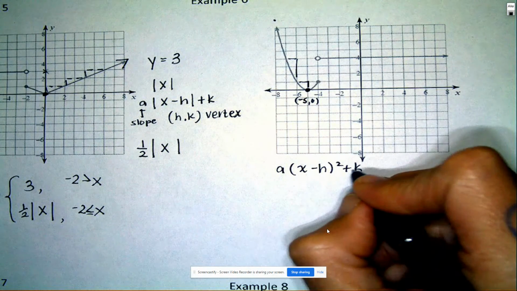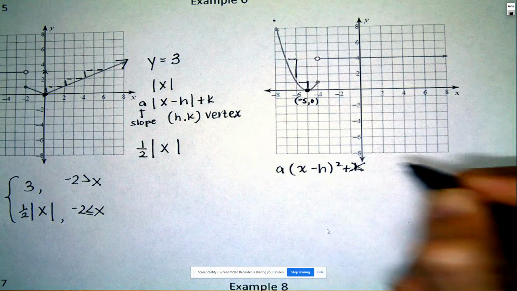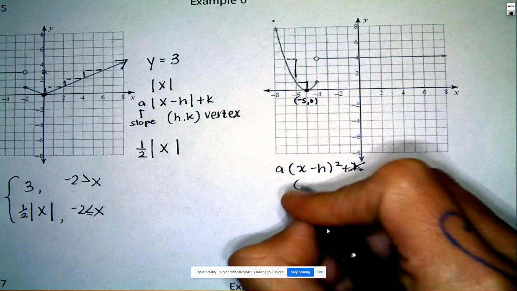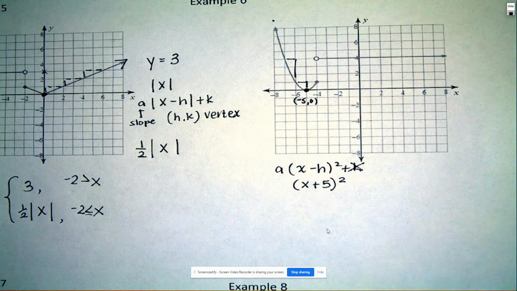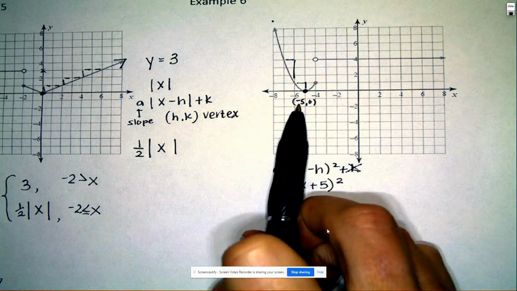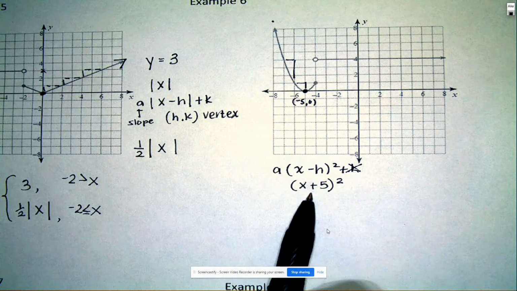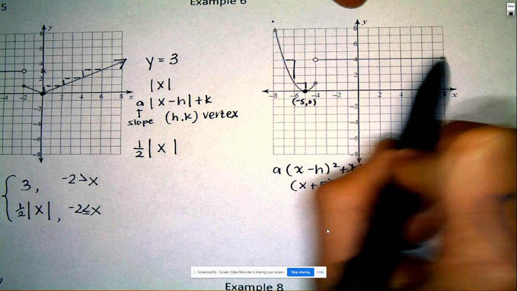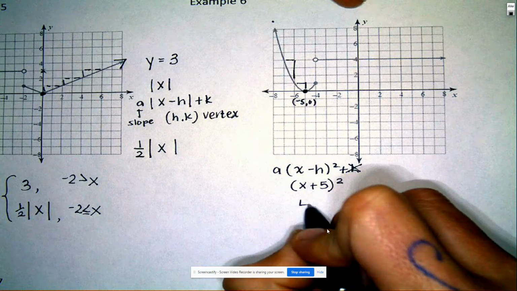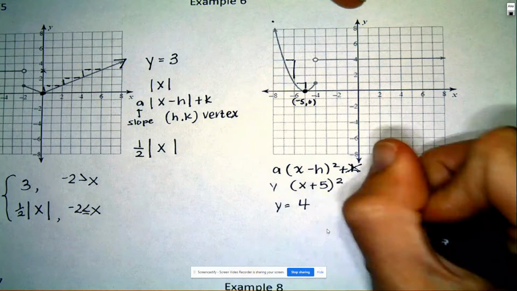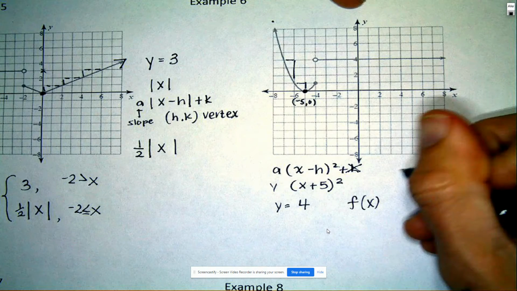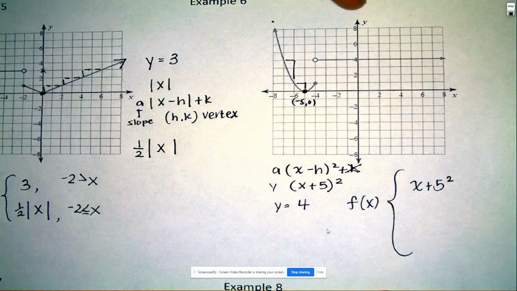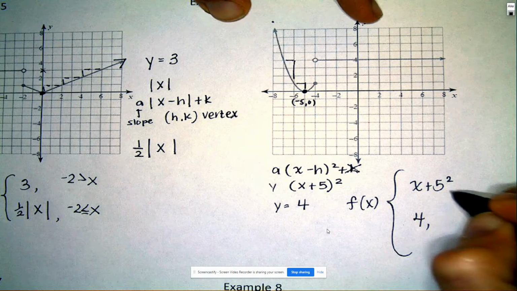So we know this is a 0, so we don't even have to write it. But our h, since it's a minus h and the number's a -5, it's going to be x plus 5 squared because it moved to the left. And that minus and negative give us a positive 5. So for our first function, it's here. And then we have another horizontal line, and it crosses through 4. So that's going to be just y equals 4. And if we write it in function notation for piecewise functions, we're going to have x plus 5 squared, and then we have 4. And then we have to set up our domains.